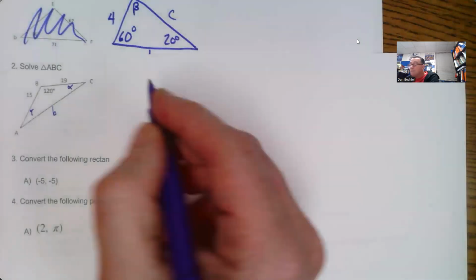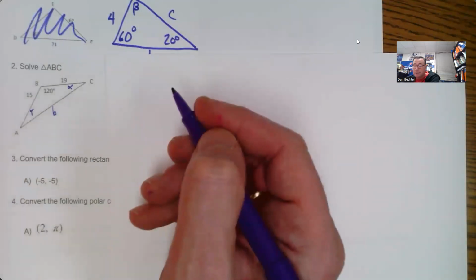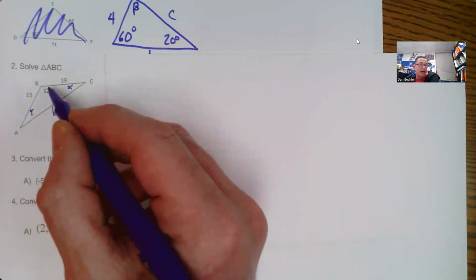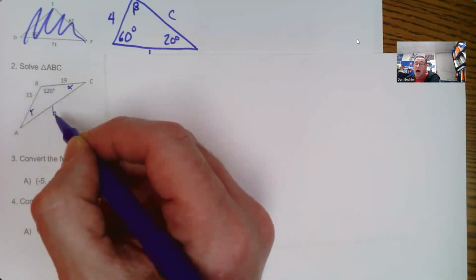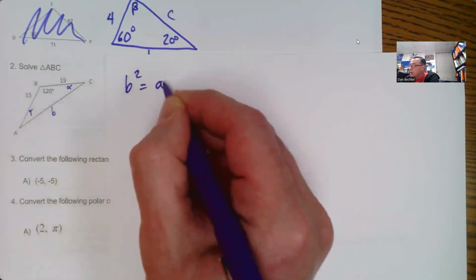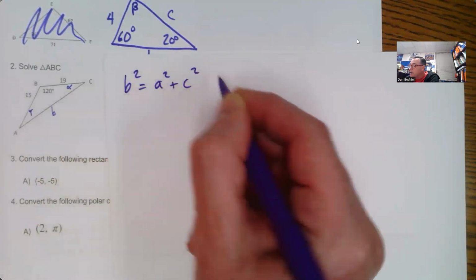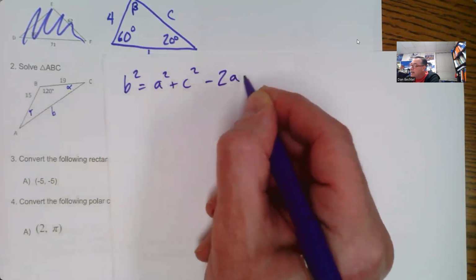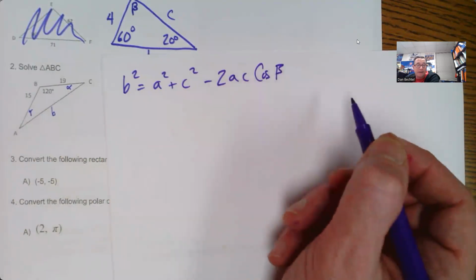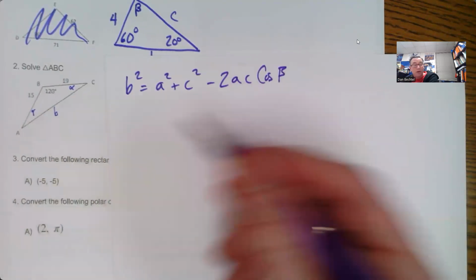Now, our formula that we're going to use to start is going to be the one that relates these two, the angle that you have and the opposite side that you do not have. So we're going to say that b squared is going to equal a squared plus c squared minus 2ac cosine of angle beta.